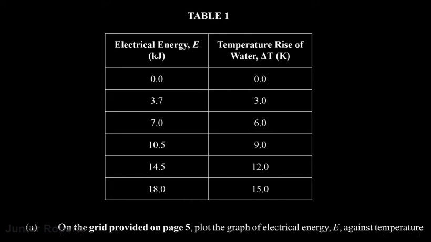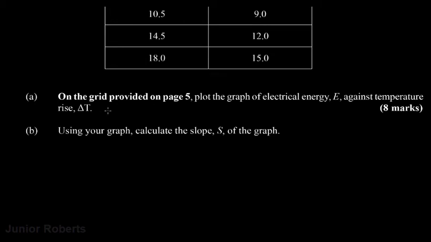Now the first part of this question says we are to use the graph paper provided to plot a graph of electrical energy E against temperature rise delta T. As we know from before, whatever comes first in our statement we place on our y-axis, and whatever comes last, which in this case is temperature rise, goes on the x-axis. So we're going to plot electrical energy on the y-axis and temperature rise on the x-axis.